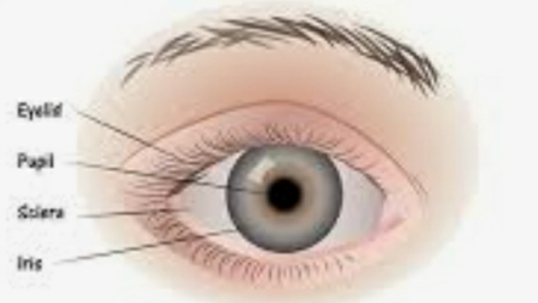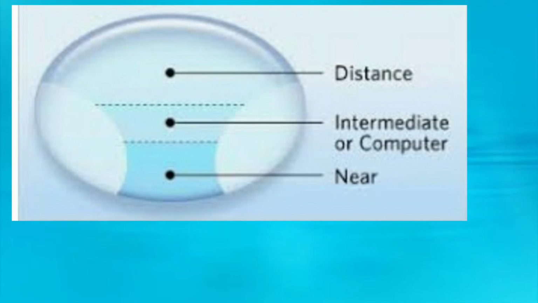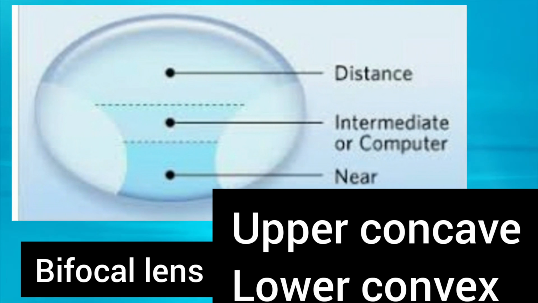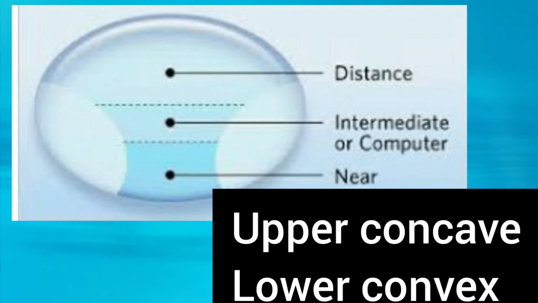Some people have both defects, myopia and hypermetropia. This can be corrected by using a bifocal lens, in which the upper part consists of a concave lens used for distant vision, and the lower part consists of a convex lens to correct hypermetropia. The lower part is used for reading purposes.